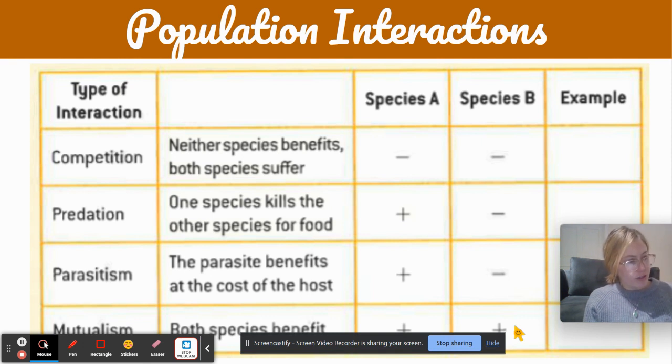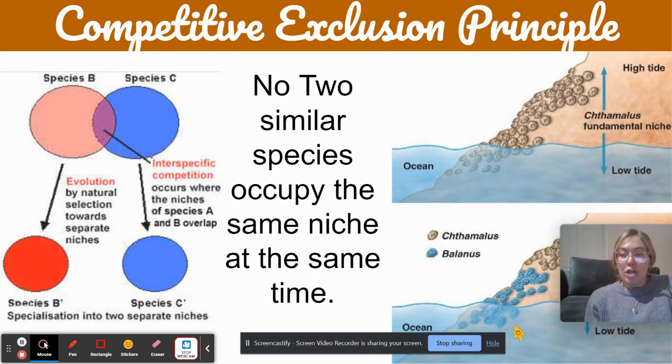Okay, so now we're on to the bottom of the page here. It says distinguish between intra and interspecific competition. When we're talking about competition, one thing I want to talk about before we talk about inter and intraspecific is this concept of the competitive exclusion principle. This is not in your notes, but there is some space underneath here or on the previous page if you want to write down what competitive exclusion principle is.